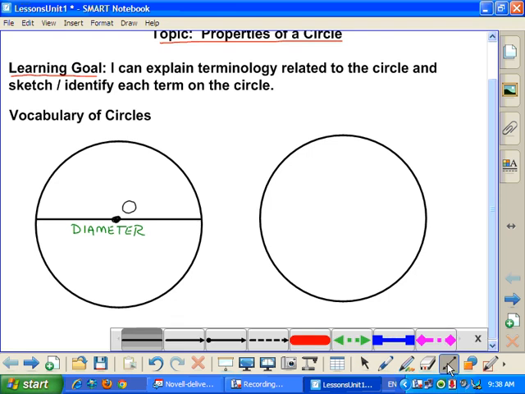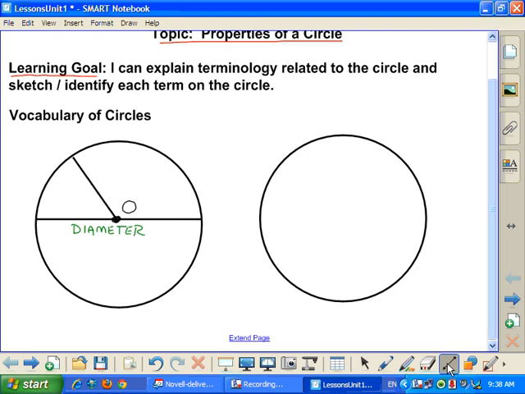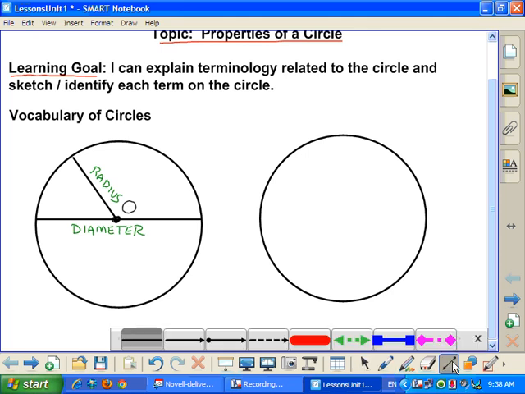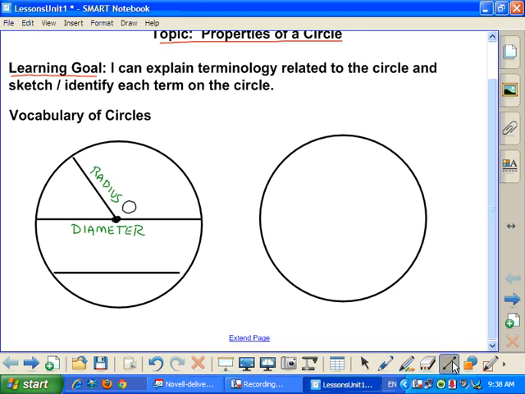All right, if we have a line that goes from the center of the circle to the edge of the circle, we call that our radius. So the radius goes from the edge of the circle to the center of the circle. If we have a line that meets or crosses the circle at 2 points, just like that, it doesn't pass through the middle of the circle, we call that a chord. A chord. So it's just a line that goes through the circle but does not pass through the middle.